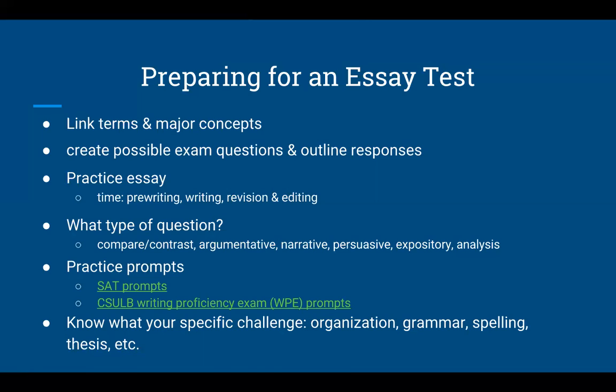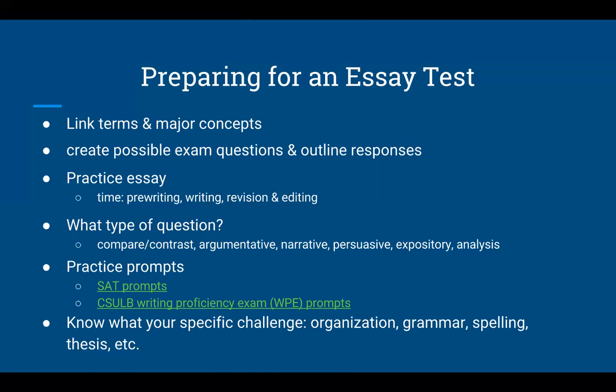You can prepare for a test like this by looking at all the terminology and the major concepts that you've learned for the course and start linking them and finding the relationships between them. Know those relationships well, because once you do, you can explain the terms in much more context and with much more detail.